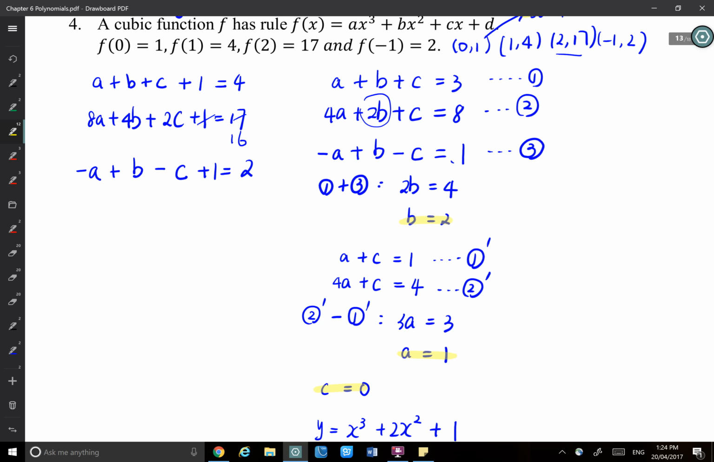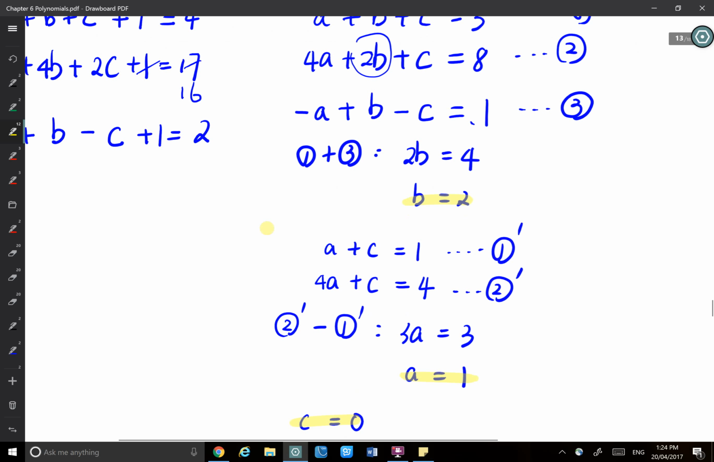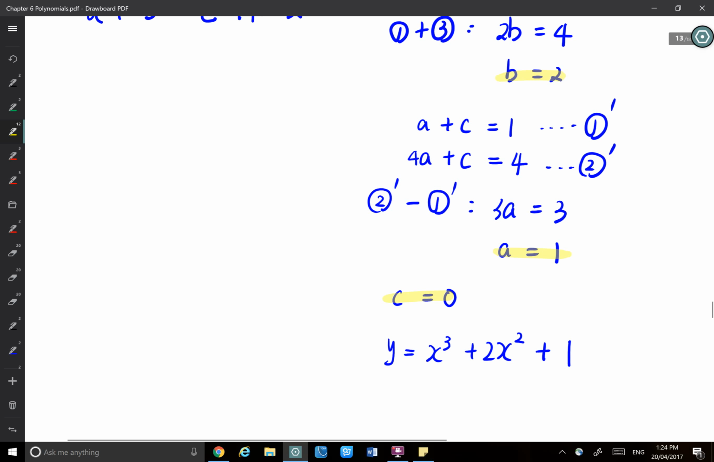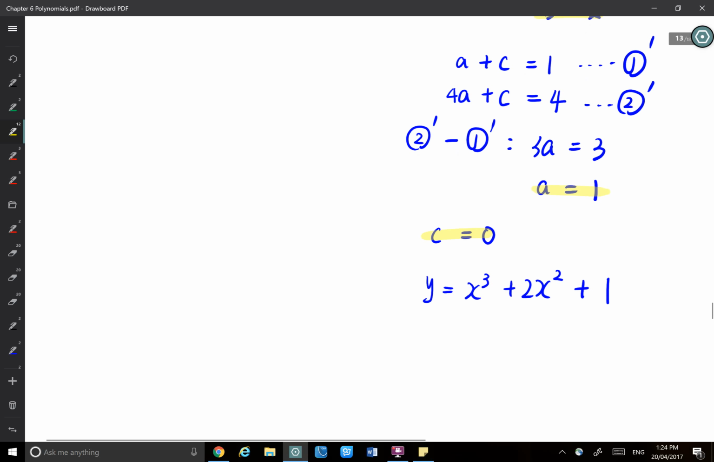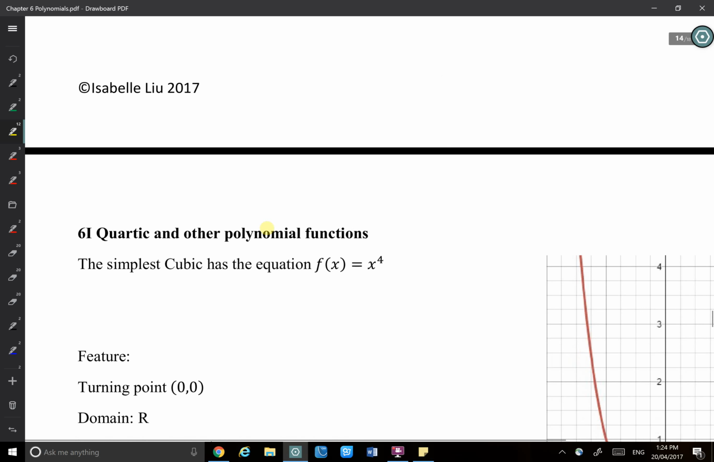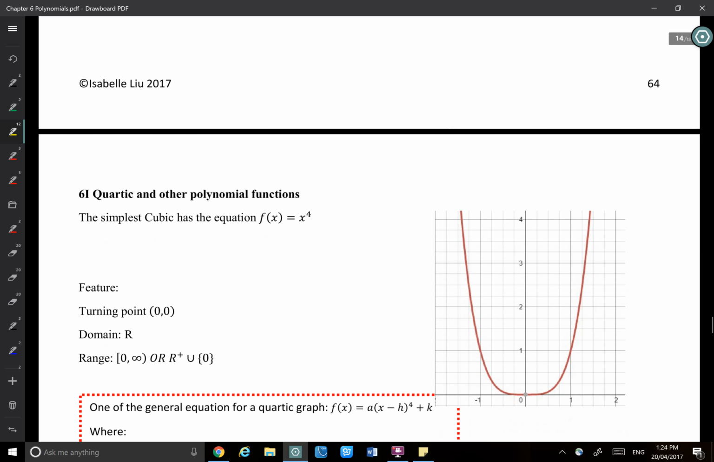So when the points given are not key feature points, not turning points, not points of inflection, not intercepts, then you will just use the general equation to work on it, and you need to solve 3 or 4 simultaneous equations. Okay, any questions for that one? Then let's go to the next page.